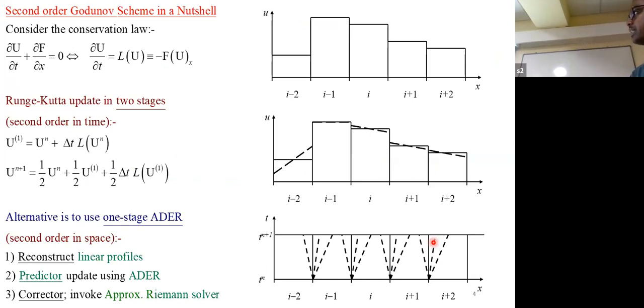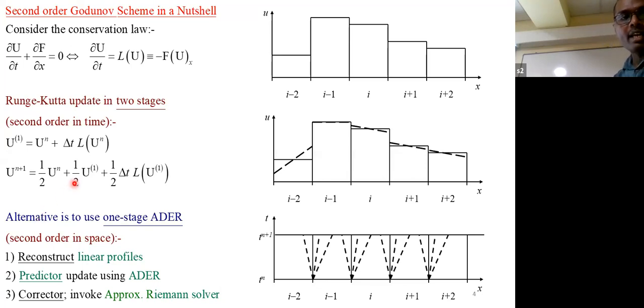So this is a simple representation of hyperbolic PDE evolution with the finite volume method. U is the conserved variable, F is the flux, and this is a one-dimensional problem. And L(U) indicates the flux derivative, which will be used for the evolution. The evolution can happen in two stages. One is the Runge-Kutta update, which happens in two stages, and the other one is the Adair update, which generally happens in one stage, irrespective of the order of computation.